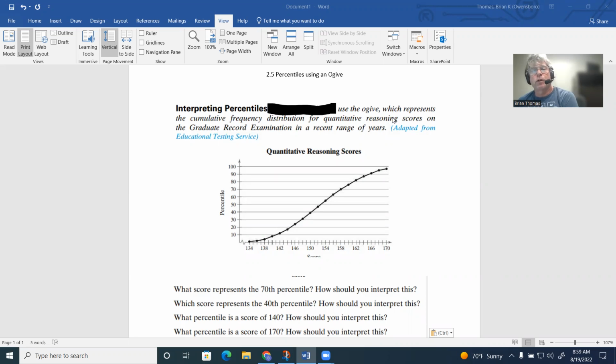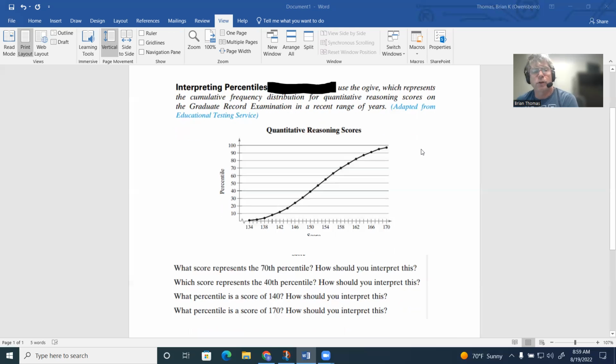So this is the quantitative reasoning scores. So we have these scores, and this is an ogive. Remember, we have our frequency distribution over here, and this is going to be in percents. Remember, when we use percentiles, it actually has to go up to 100%. So each little mark would have been like 1, but they don't mark every 1, they just mark every 10, to fit it on there. So let's see what kind of question they have with this ogive and using percentiles.